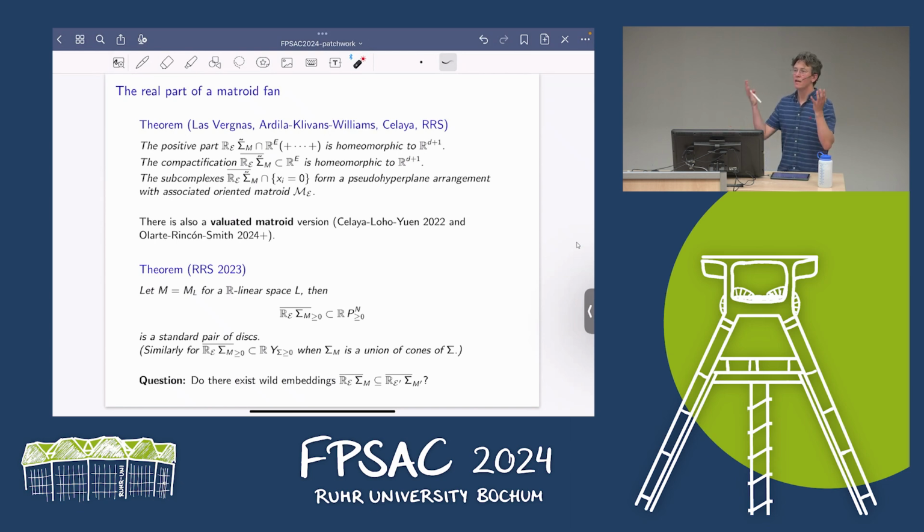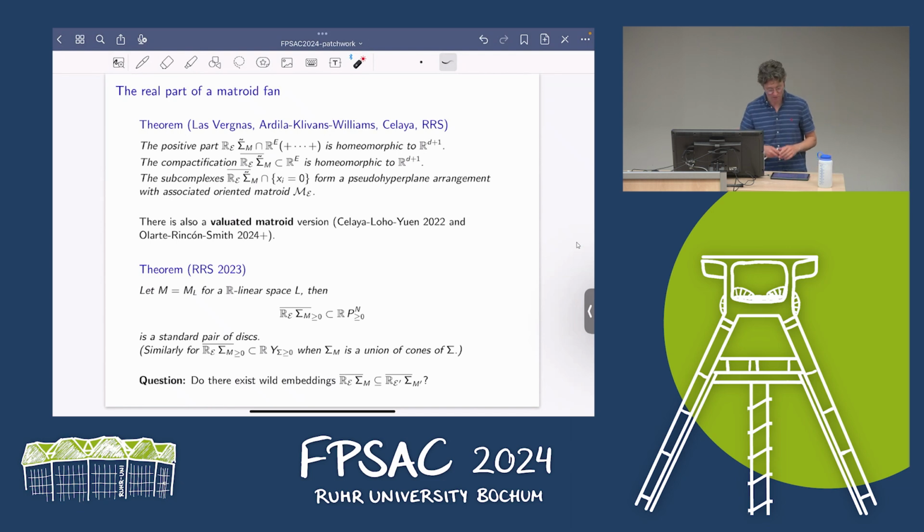And there are other fans as well. This is in the realizable case; we didn't need it beyond that. I think it should be true, but I don't know how to prove it. There are certainly compactifications of these things that we can take which are not standard pairs of disks. I think we see some in Leo's talk.